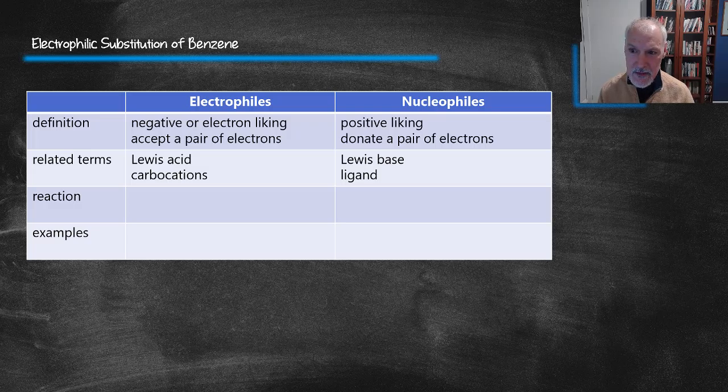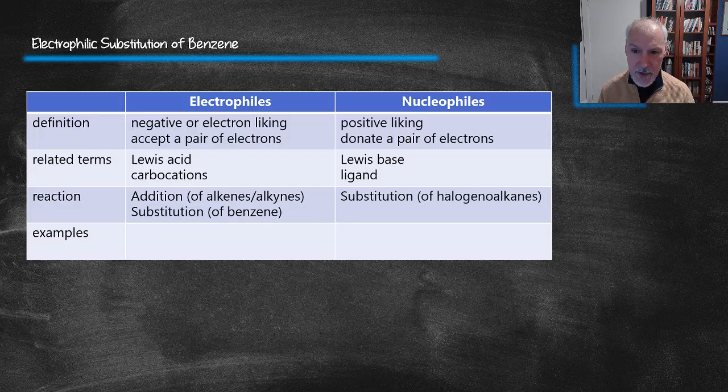If we look at the reactions, electrophiles are involved in addition reactions with unsaturated hydrocarbons, such as alkenes and alkynes. Electrophiles are also used in substitution reactions with the benzene ring. Nucleophiles also react by substitution, but with halogenoalkanes. You'll recall things like SN1 and SN2 substitution.